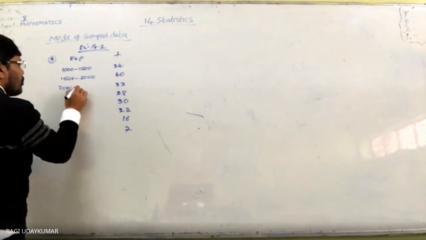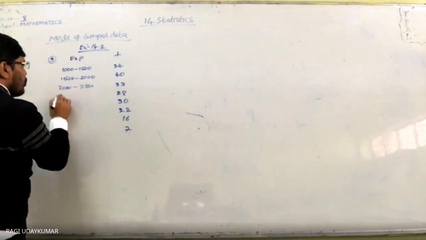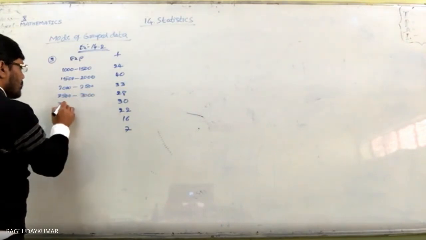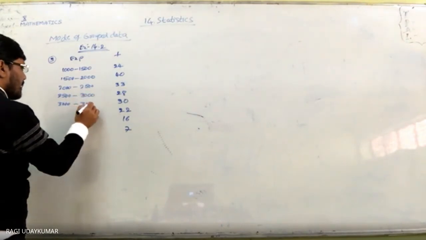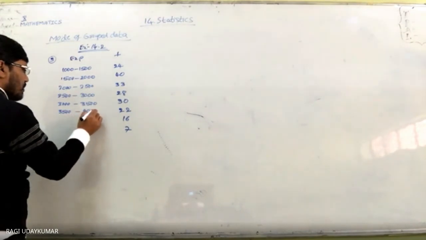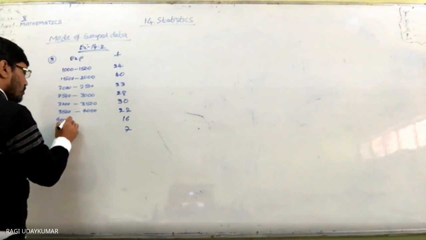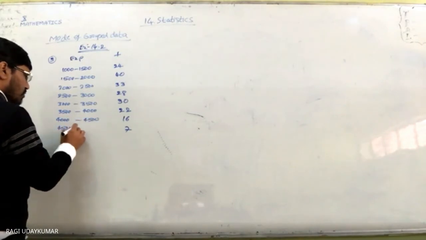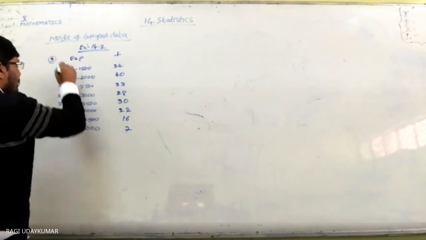2000 to 2500. 2500 to 3000. 3000 to 3500. 3500 to 4000. 4000 to 4500. 4500 to 5000. This is the given data.